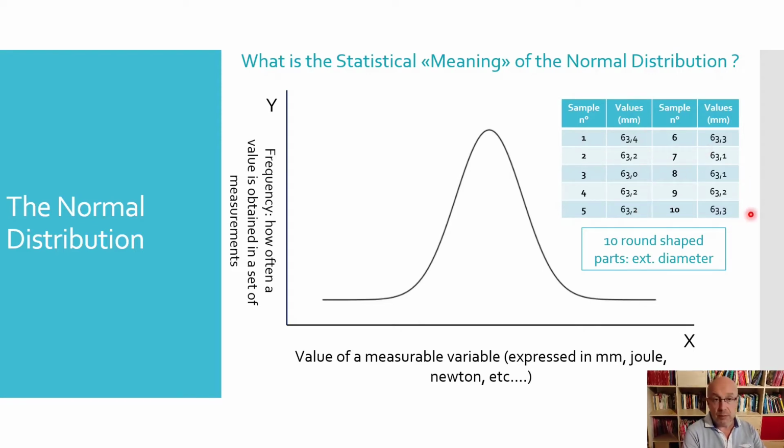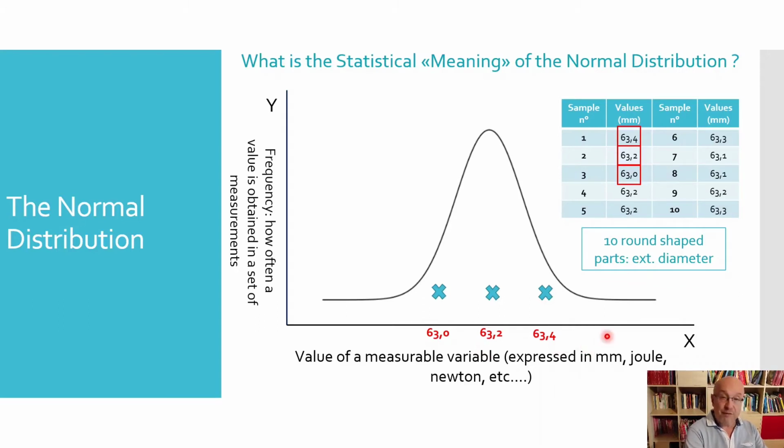Let's try to put these values in the context of the Cartesian axis to get the normal distribution, a Gaussian curve. So we get the first value, 63.4 millimeters, and we place this cross on the x-axis. Then we get the second value, 63.2, which is lower than the previous one, because 63.2 is less than 63.4. Then we get the third value, 63.0, and we place a cross here, and this value is lower than the previous two obtained.